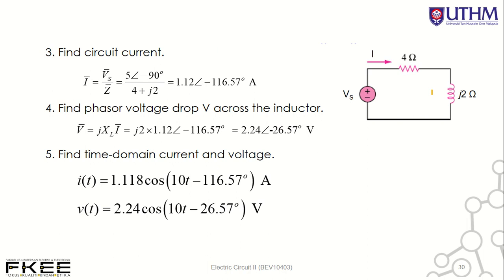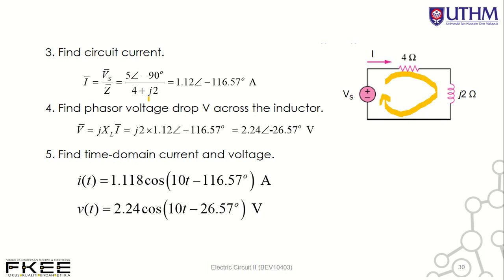Then you can draw the phasor domain circuit. From that you can determine current. By solving KVL, you can determine current, because current equals V over Z, by KVL or Ohm's law.